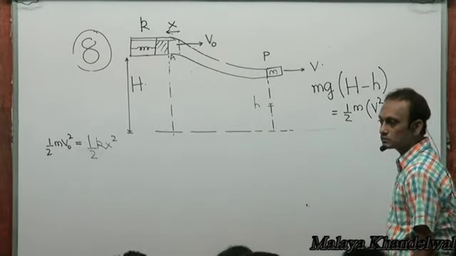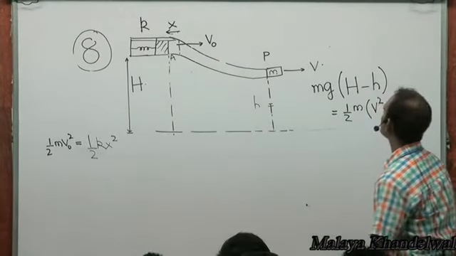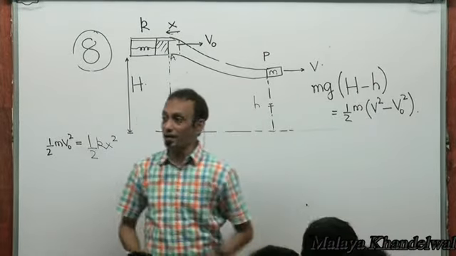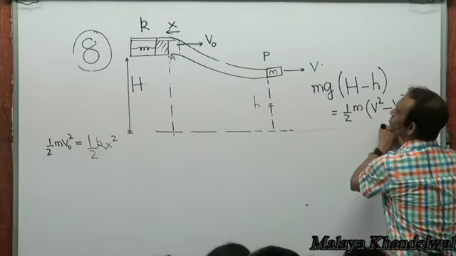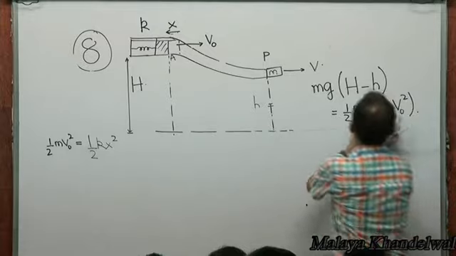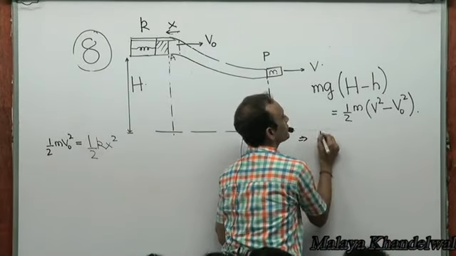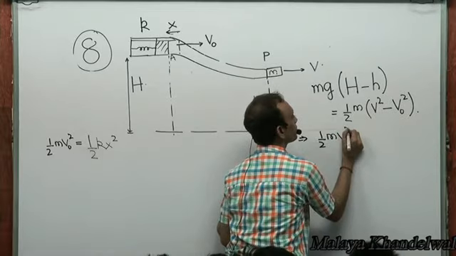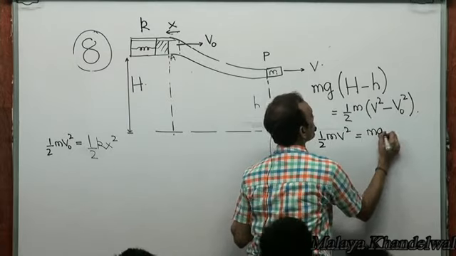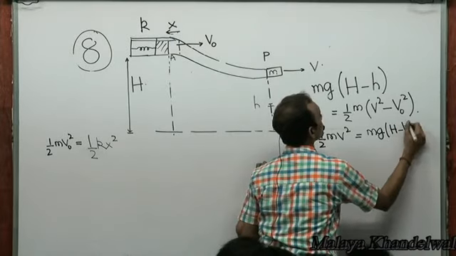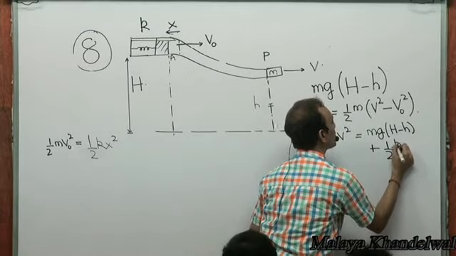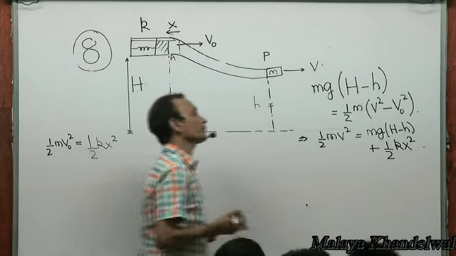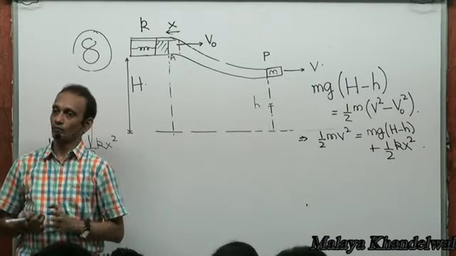Yes or no? Right? Which then makes v available to us, right? Because half m v naught squared is actually half kx squared, which I can transpose here, and I end up getting half m v squared is mg into capital H minus small h plus half m v naught squared. Half m v naught squared is half kx squared. Right?